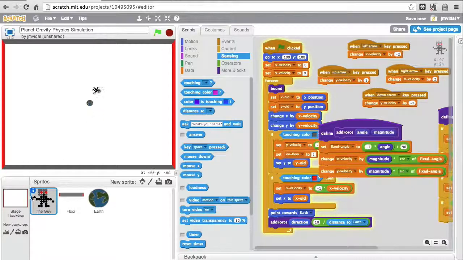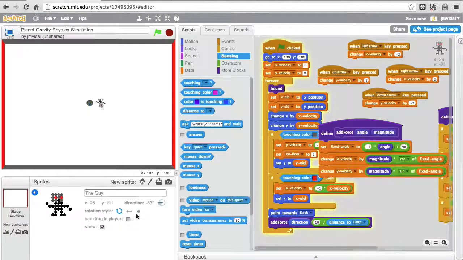And one last thing, if you click here, you stop him from rotating, and I think that looks better. He's still pointing, you just can't see the fact that he's pointing. You can see here the direction he is changing, it's just not getting reflected.